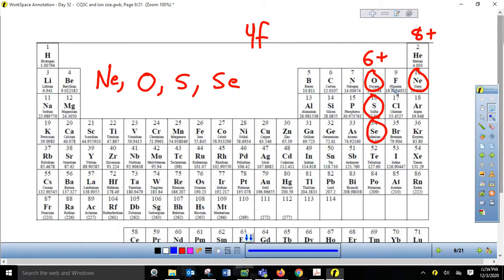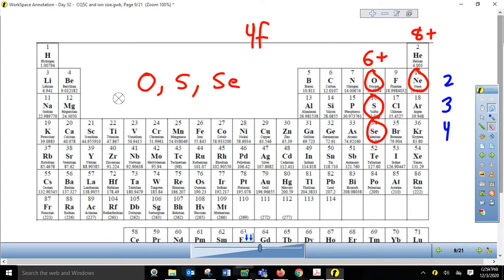All right. So we have oxygen and neon. They only have 2 shells of electrons. Sulfur has a 3rd shell of electrons, and then selenium has 4 shells of electrons. So what I like to do is look at these 3 and save neon. So look at the 3 in the same family and say, in this family, oxygen is the smallest, and selenium is the biggest of the 3. And then once you figure this out, then compare neon to oxygen.